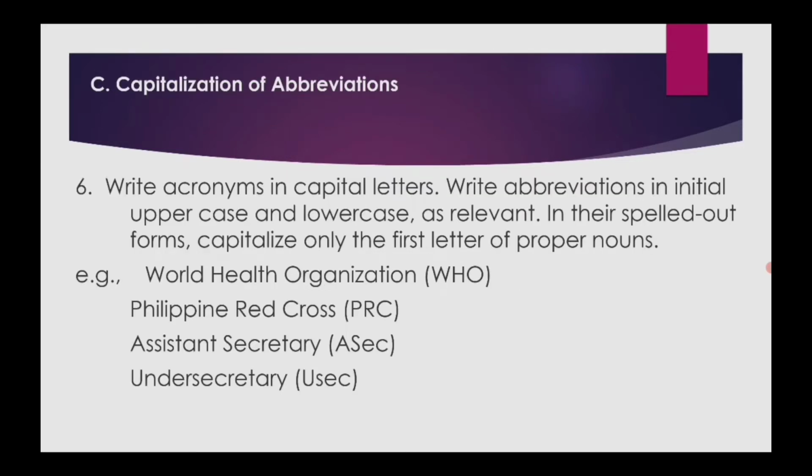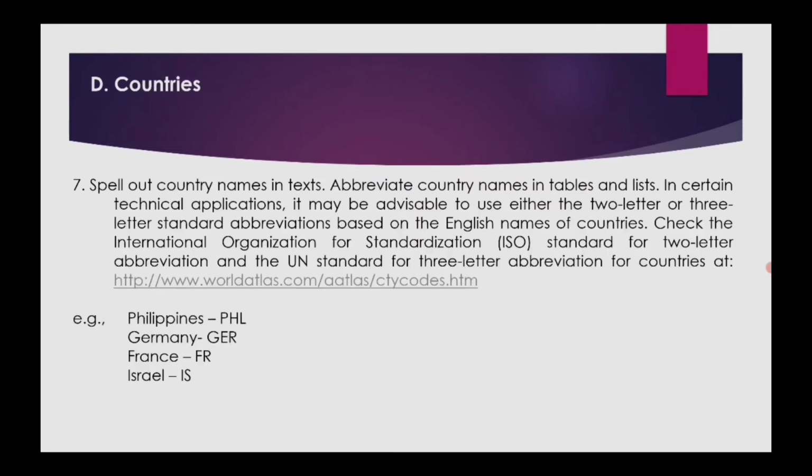Capitalization of abbreviations. Write acronyms in capital letters. Write abbreviations in initial uppercase and lowercase as relevant. In their spelled out forms, capitalize only the first letter of proper nouns. Example, World Health Organization, open parentheses, WHO, close parentheses. So the capitalized letters are only the W, H, and O. Okay. Philippine Red Cross, PRC; Assistant Secretary, ASEC; Undersecretary, USEC. So that's how it's written. Let's go now to countries.